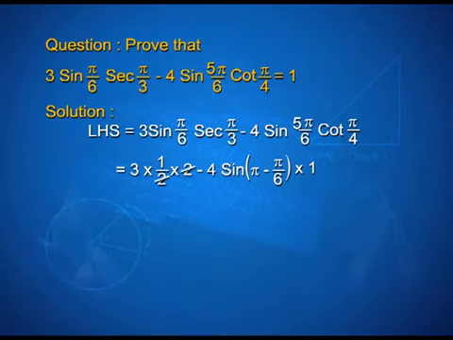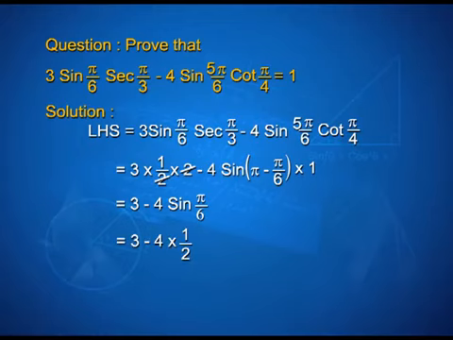This could be simplified as 3 minus 4 sin pi upon 6, which again can be simplified as 3 minus 4 into 1 upon 2, which gives us 3 minus 2, that is equal to 1. This is equal to RHS, hence proved. Let us solve some more problems.